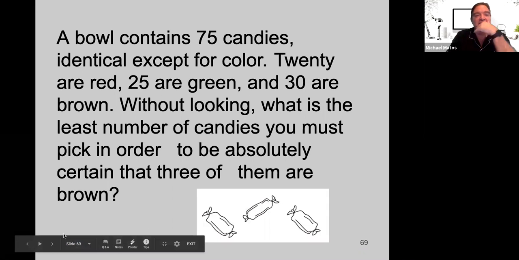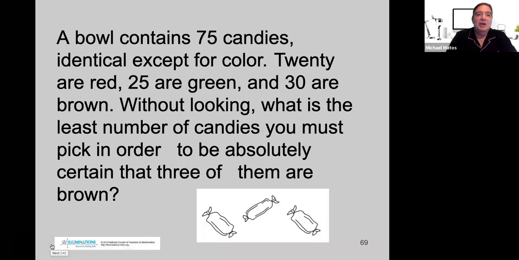This is just another example, and for the sake of time, I'm not going to go into it. But once again, this is another favorite one of my students. Basically, you're looking at a bowl that contains 75 candies, identical except for color. 20 are red, 25 are green, 30 are brown. Without looking, what is the least number of candies you must pick in order to be absolutely certain that 3 of them are brown?